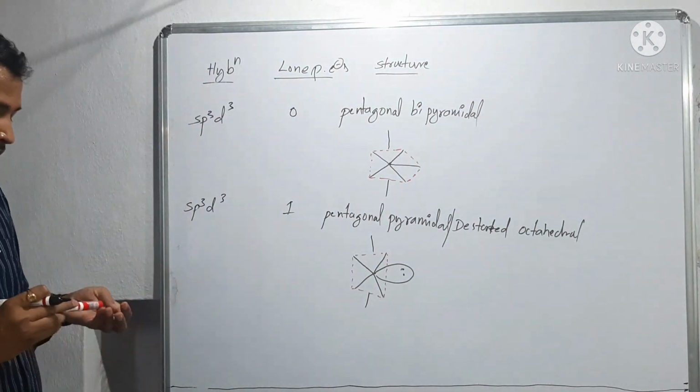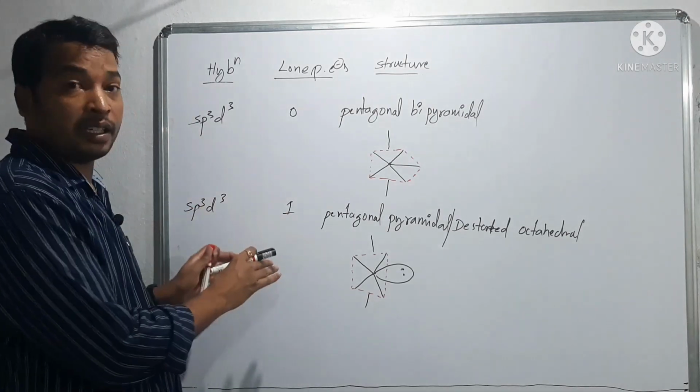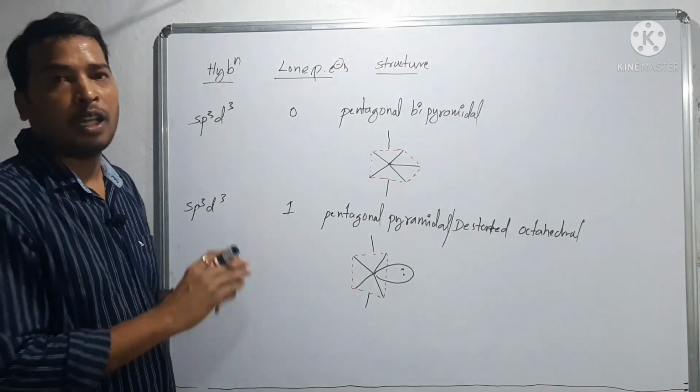So these are the hybridizations and the shapes of the molecules. By learning these things, we will be able to write the structures of some of the inorganic molecules.